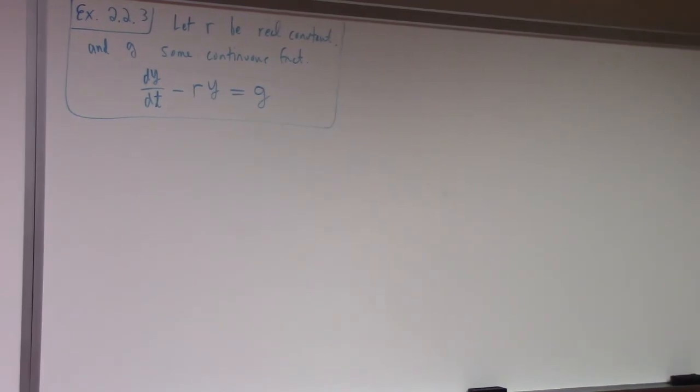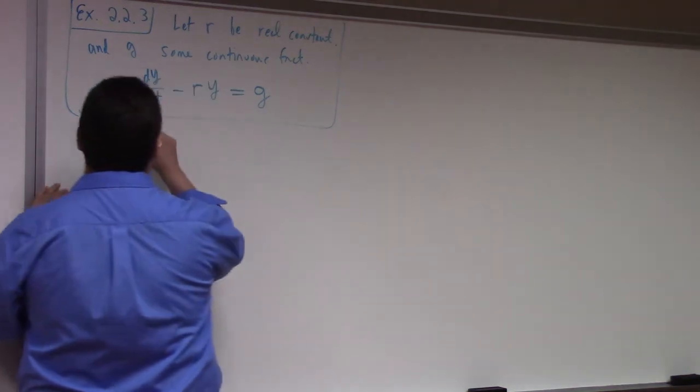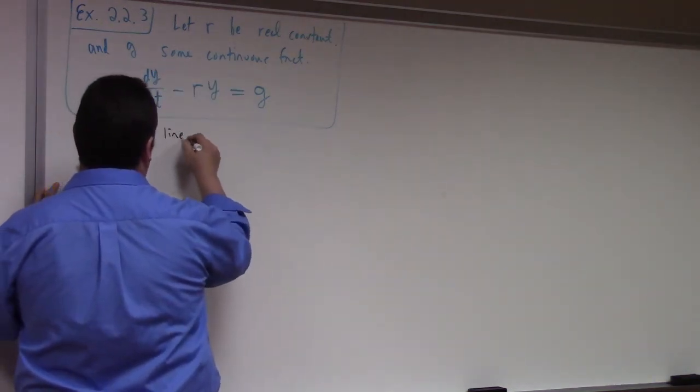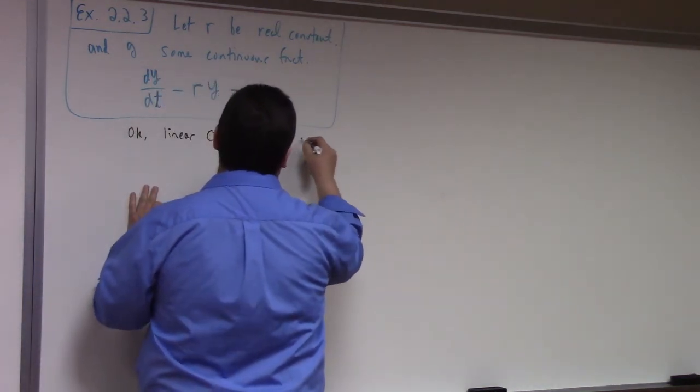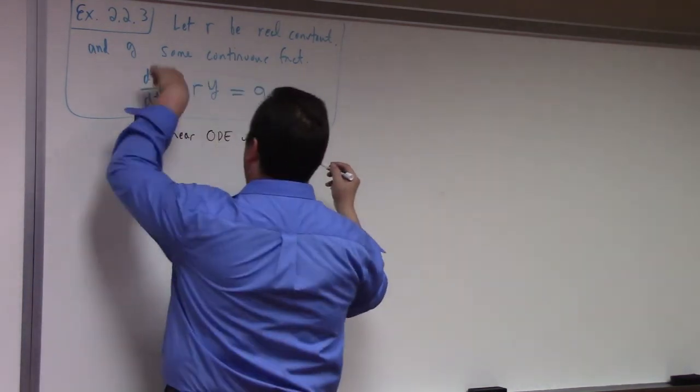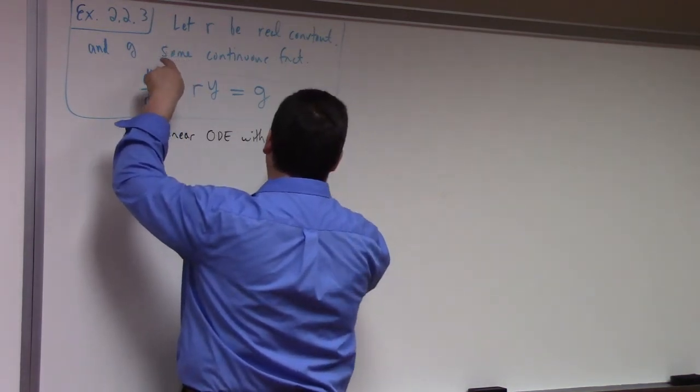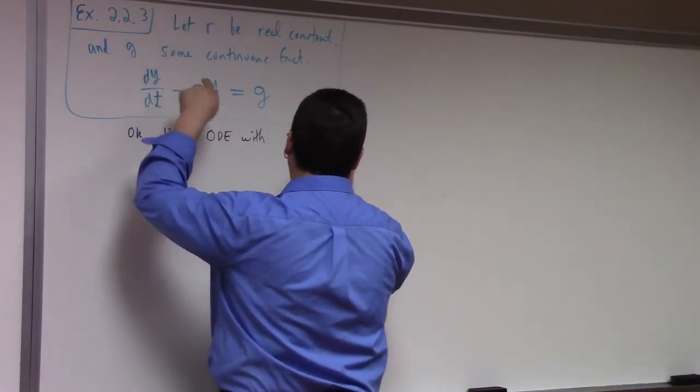Is it in the right form? We've got the derivative plus y times something equals the other thing. So this is a linear differential equation in standard form. The first order of business whenever I do one of these problems is to identify that it's a linear ODE with P equals minus r, and Q equals g.